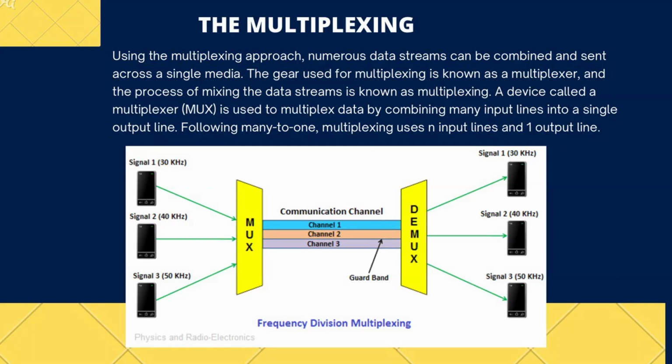The gear used for multiplexing is known as a multiplexer, and the process of mixing the data streams is known as multiplexing. A device called a multiplexer is used to multiplex data by combining many input lines into a single output line. Following many to one, multiplexing uses many input lines and one output line.